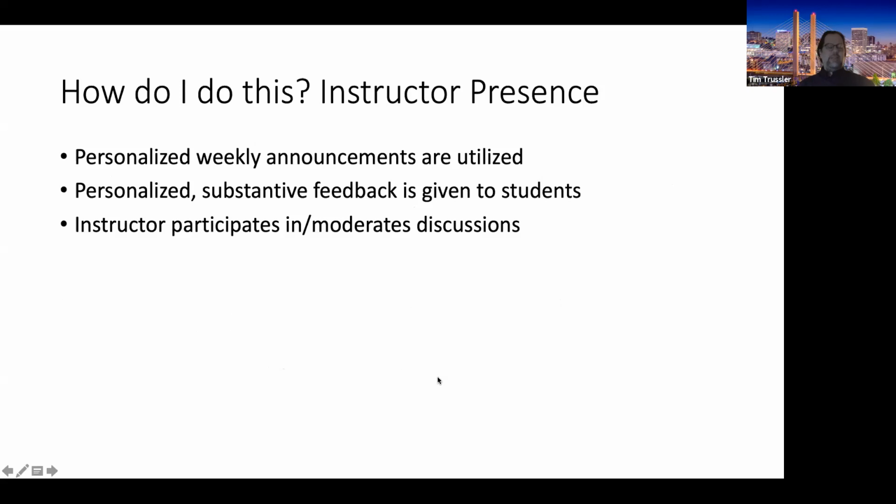Okay, so that was our first clump of regular and substantive interaction. Clump two, how do I do this? Instructor presence. I may only spend 12 seconds of this because you guys have already hit this stuff out of the park and said it, but here are three other ways to do it.